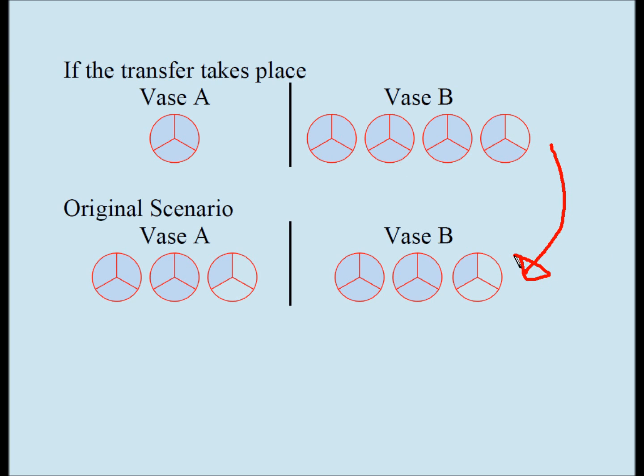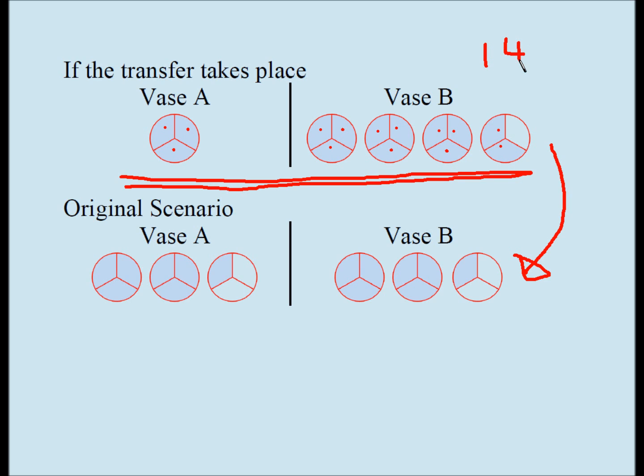It's another critical step. What I'm going to do is count all the little thirds I have in the second scenario, which I started with. 1, 2, 3, 4, 5, 6, 7, 8, 9, 10, 11, 12, 13, 14. So I have 14 thirds representing the flowers in the two vases. Let's count it once again. 9 here, 10, 11, 12, 13, 14. I have 14 thirds.